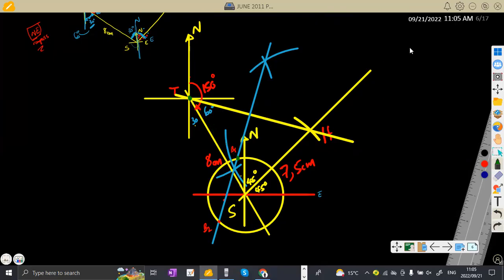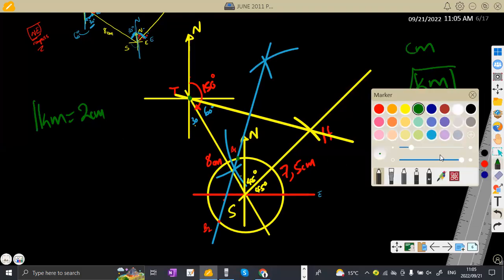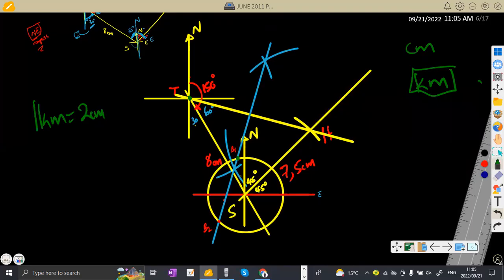If you measure, your answer is going to be in centimeters. Then you have to convert to kilometers, because we are told that a kilometer is being represented by what? By 2 centimeters. So you have to multiply by 2 in order for you to have your answer now in what? In kilometers. You just use the ratio that you are given there.